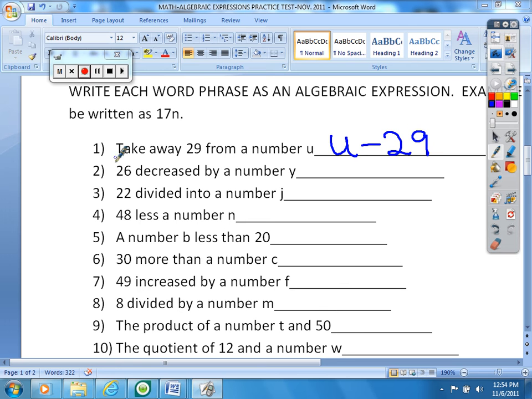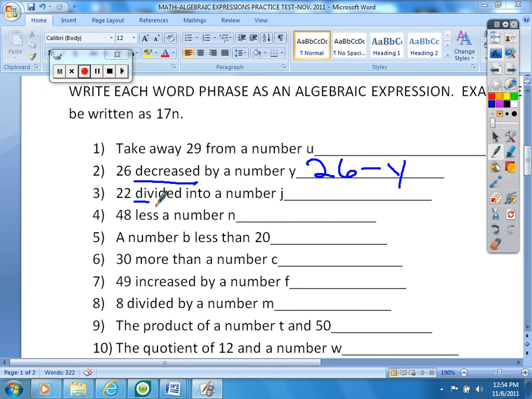And you can see how these key words must be noted when you're doing one of these problems. You really have to think about it. After you get an answer, go back and say, does this really make sense? All right, I'm going to get these answers done real quick, and then I'll point out a couple of things. Decreased, you're decreasing 26 by y. So whatever y is, you're going to take it away from 26.